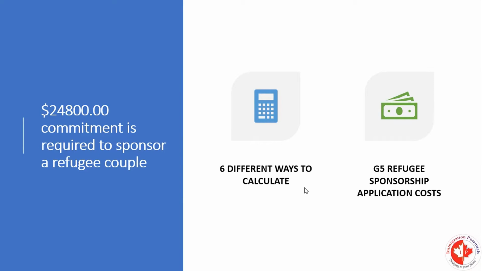In order to sponsor a family member of 2, G5 sponsors need to make a commitment of $24,800. There are at least 6 different ways to calculate G5 sponsorship application costs, but it is not limited only to 6 ways. There are dozens of other options as well, but in this video we can only share with you 6 different ways to give you a basic idea on how to calculate different resources that G5 sponsors would like to put towards the refugee sponsorship application.